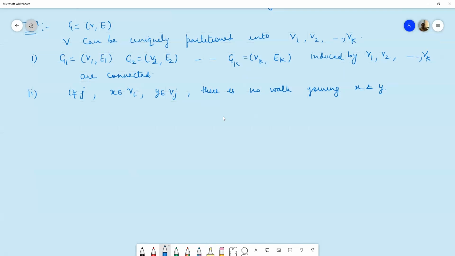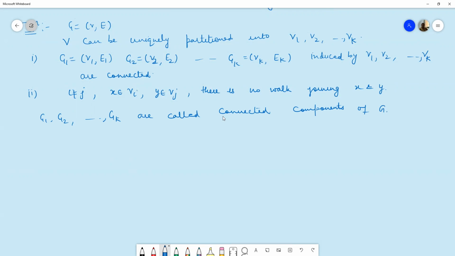Now, in this partition, all these graphs G1, G2, ..., Gk are called the connected components of G. This G1, G2, ..., Gk, these are called connected components of G.